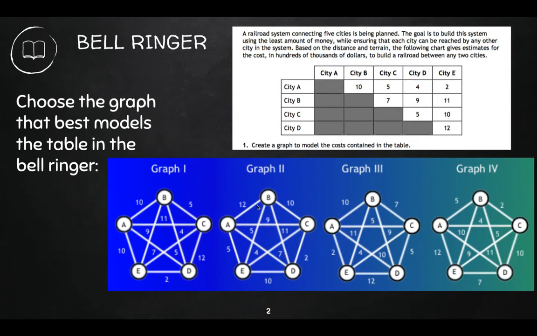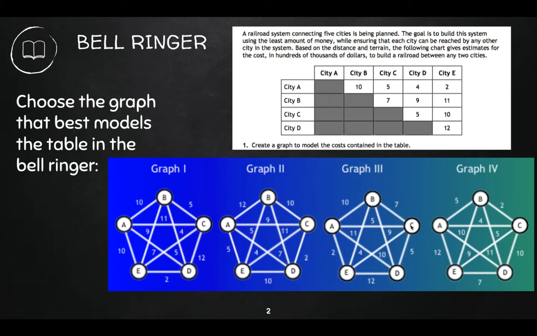Graph 2 has 12, we can eliminate 2. Graph 3 has a 10, so we can't eliminate it. Graph 4 has a 5, and that can be eliminated. So we're left with graph 1 and graph 3. So let's go somewhere else. How about from B to C, which is 7? So B to C here is 5, so we can eliminate 1. If you come over to 3, you see B to C is 7.